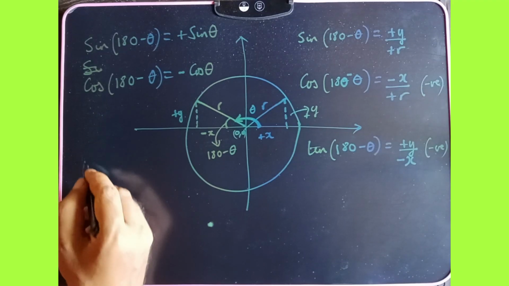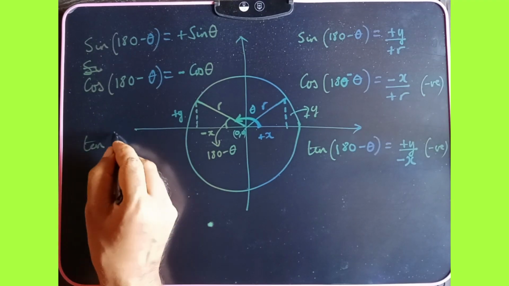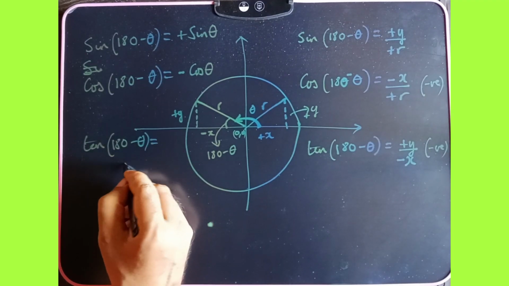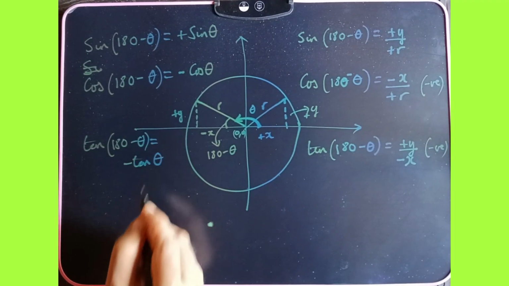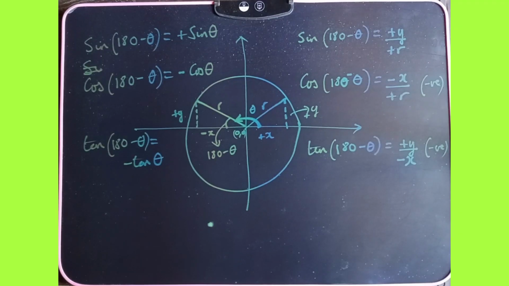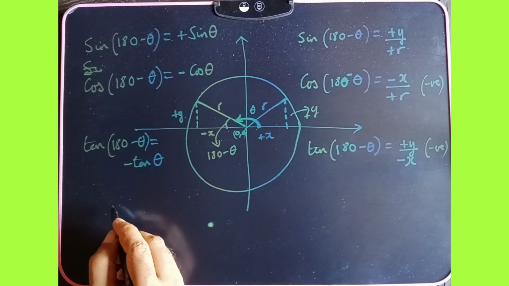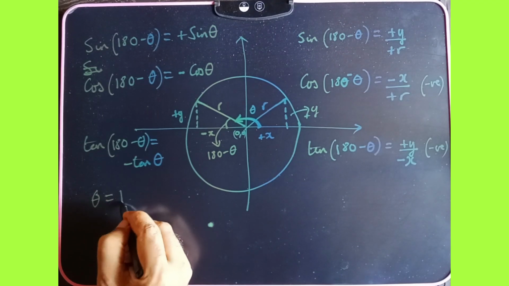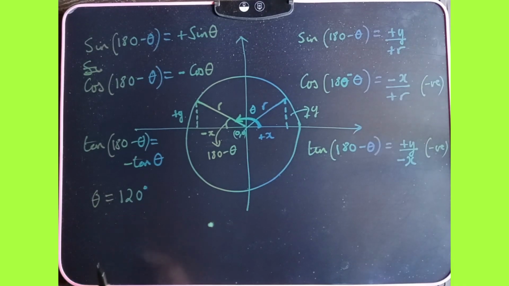So then I have tan theta. Tan of 180 minus theta is equal to minus tan theta, right? This is for the second quadrant angles. Now if I want to find out the value of, let us say, theta is 120 degrees, which is an obtuse angle.